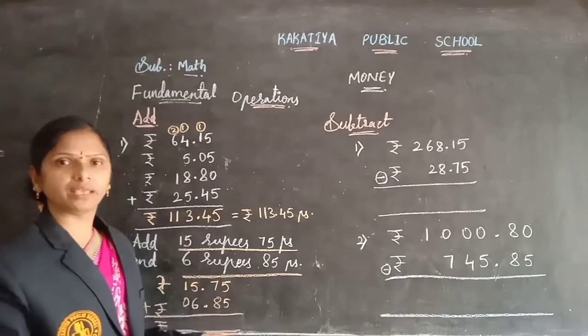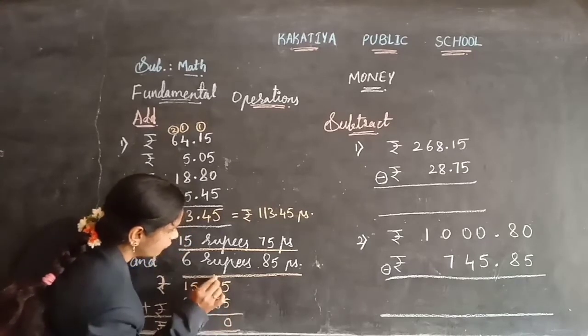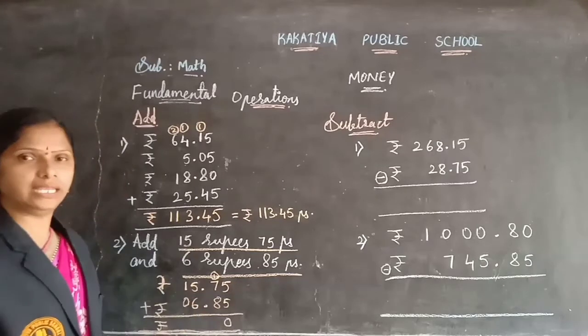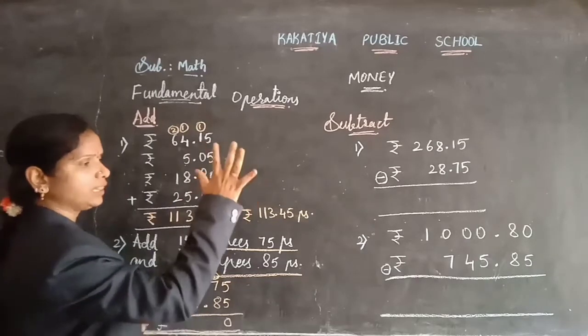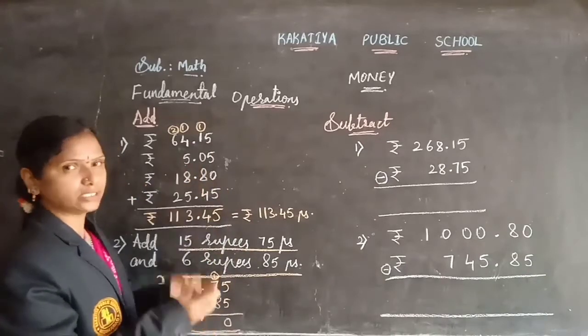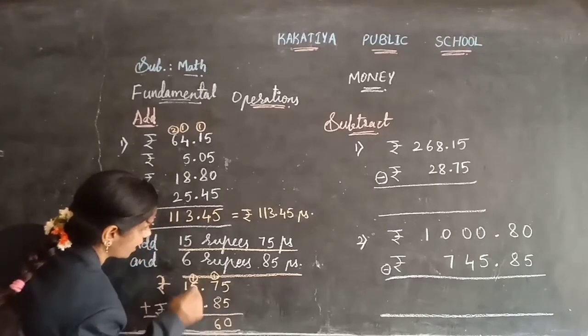Now 5 plus 5. 5 after next to 5 means 10. Okay. So 0 here and 1 carry. Now 1 plus 7 is 8. 8 after next to 8 is 9, 10, 11, 12, 13, 14, 15, 16. So 8 plus 8 is 16. So 6 here and 1 carry here.